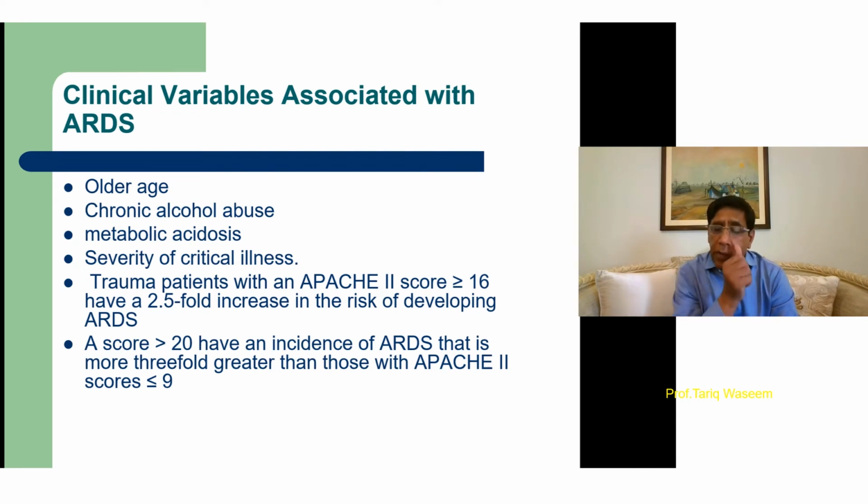And someone having an APACHE score of more than 20 would have an incidence of developing this almost 3 times as compared to having a score of less than 9.